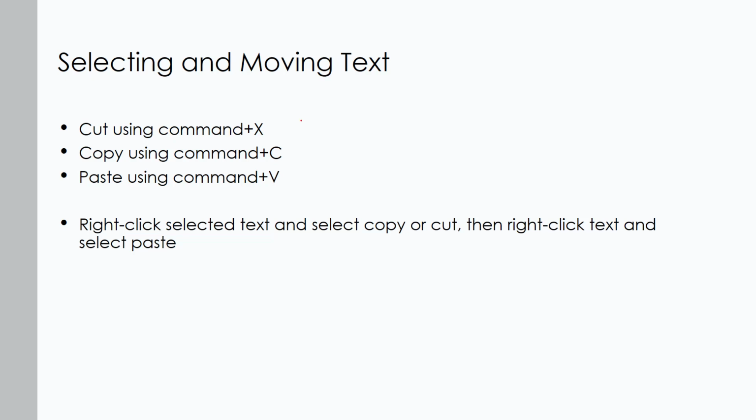So cut is CTRL plus X. So that means we push and hold control first and then just tap the letter X. And then you can let go of both. So push and hold control, tap X, let go of both. That will cut it. So you will see it disappear from where you have it selected. You go down, you click where you want to place it, and then we paste it. So for a Windows computer, that is CTRL plus V. Control V.